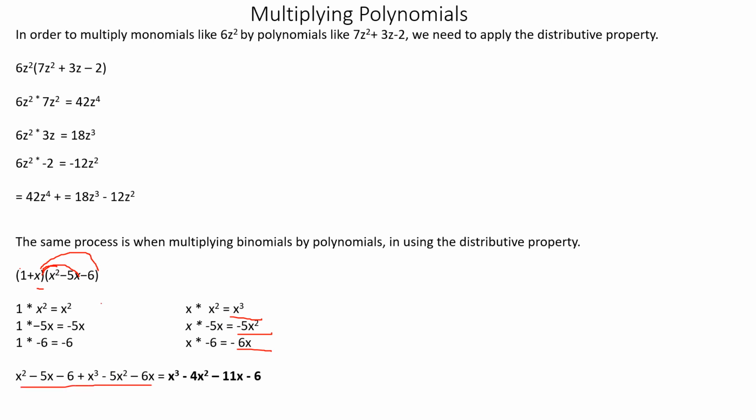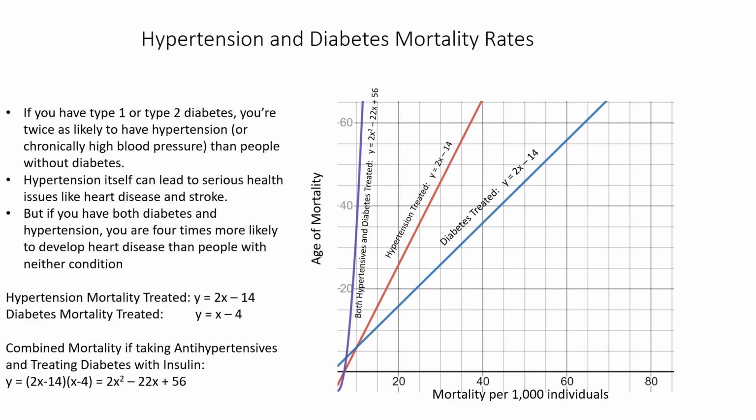which I've done right here, but I'm going to put it in from highest to lowest degree. Here, my highest one is x cubed. I've got an x squared minus 5x squared, which is minus 4x squared. I've got minus 5x, minus 6x, minus 11x. And then I've got a minus 6, it's the only other constant. And that's it. I'll put it from highest to lowest degree.